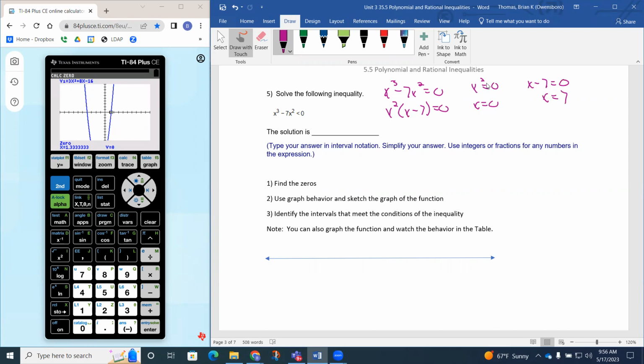Notice how, since this has a degree 2 here, this has a multiplicity of 2. I'm going to use the m for multiplicity, which means this is what we refer to as touches and turns. So it doesn't cross, it just touches and turns back up. This is a multiplicity of 1, so it's going to cross.